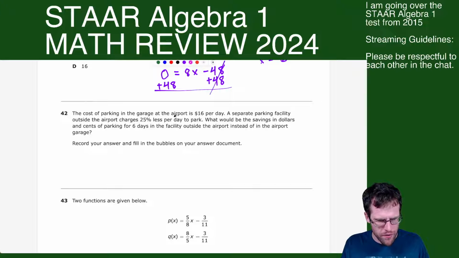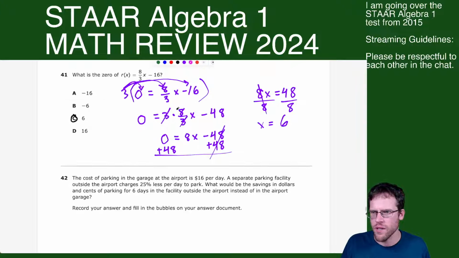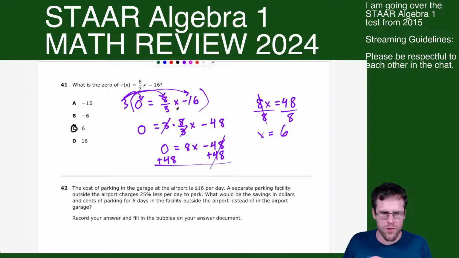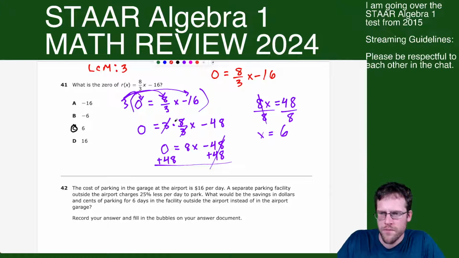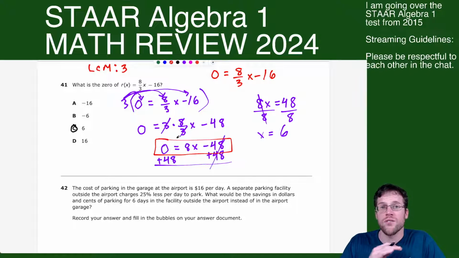When did I get the 3 from in question 41? Where did I get the 3 from? Oh, good question. So when you have a fraction, so 0 equals 8 over 3x minus 16, I look for all of the denominators. There's really just one denominator here, 3. I say, what's the least common multiple of all the denominators? It's 3. So if I multiply everything by 3, you see how it gave us this equation here? And the fractions are gone.